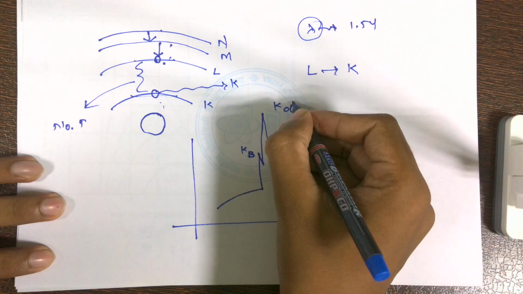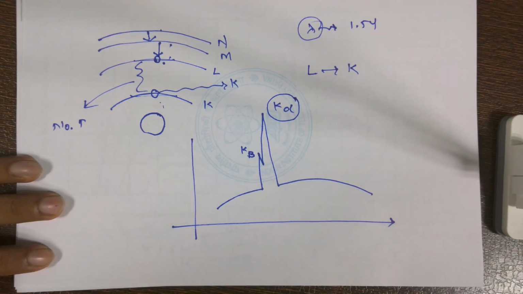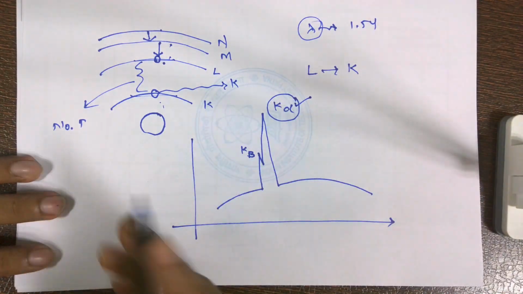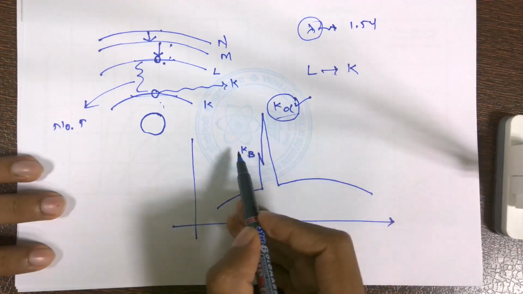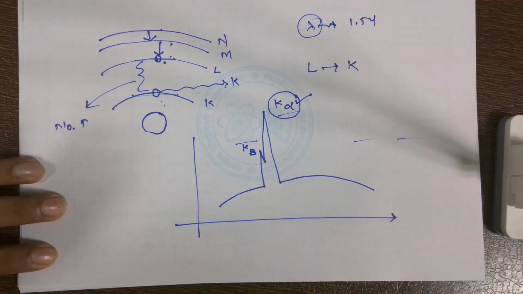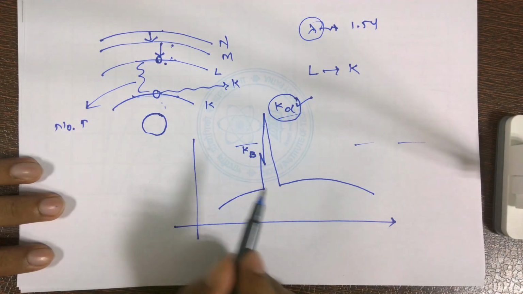See, you can see we are only concerned about the K alpha, the most intense peak that we are getting in the entire transition which is happening. So we are only concerned about the K alpha. The reason is that the remaining intensities are very low, and it's very easy to filter them. We can remove them easily.